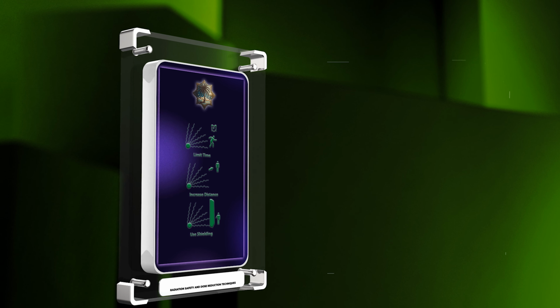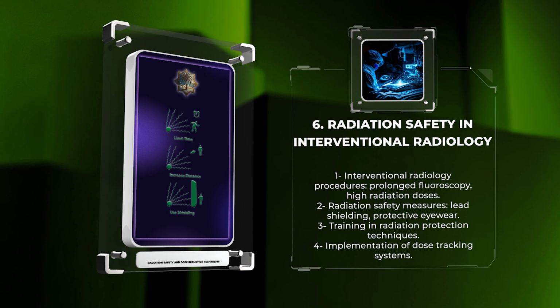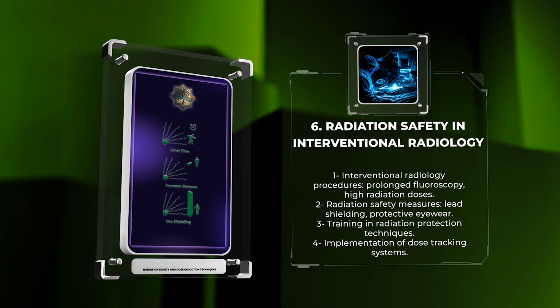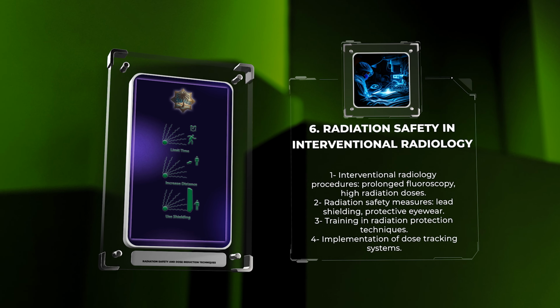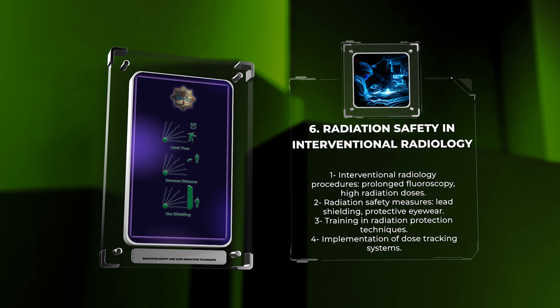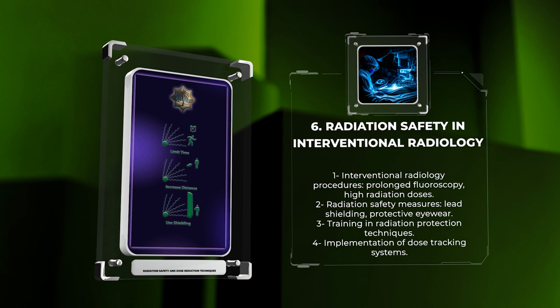Interventional radiology procedures often involve prolonged fluoroscopy and high radiation doses. Radiation safety measures include the use of lead shielding, protective eyewear, and radiation monitoring devices. Proper training in radiation protection techniques and the implementation of dose tracking systems help ensure safe and optimized procedures.